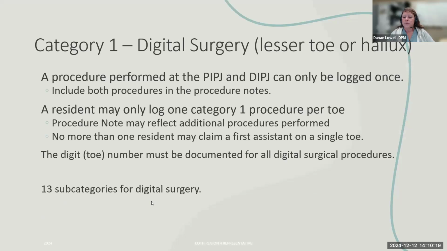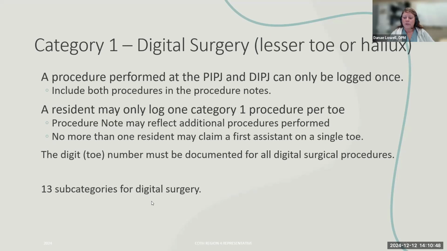Category 1 is for procedures on the toes. This includes the hallux. General guidelines include that procedures performed at the PIPJ and DIPJ can only be logged once, but both procedures need to be documented in the procedure note. Only one resident can log a single first assist and Category 1 procedure for each toe. Again, make sure any additional procedures are documented in the procedure note.